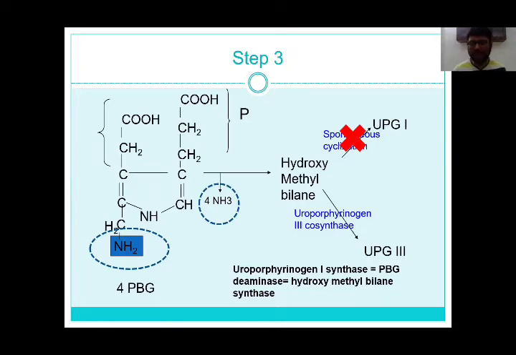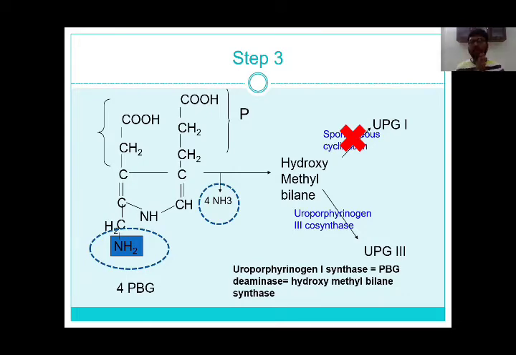Got it? So this reaction involves 2 parts. In the first part, 4 pyrrole rings, 4 porphobilinogen, are joined to form a linear structure called hydroxymethylbilane. That reaction is catalyzed by UPG1 synthase or PBG deaminase or hydroxymethylbilane synthase. In the next step, this linear structure is cyclized by UPG3 co-synthase to form UPG3, or otherwise uroporphyrinogen 3. So with this, the second part is over. We have joined 4 pyrrole rings to form a porphyrin ring.